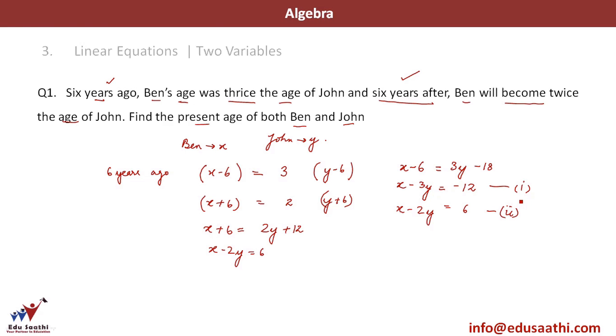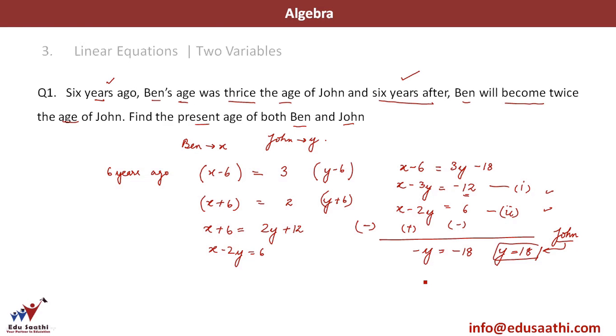Now to solve for x and y, I will add or subtract these two equations. So if I just look at these two equations and I subtract them, x gets cancelled out. So subtracting means minus 3y plus 2y, it will be minus y equals to, again subtracting, minus 12 minus 6, so it will be minus 18. The value of y we get as 18. Who is y? Y is John. So that means the present age of John is 18 years.